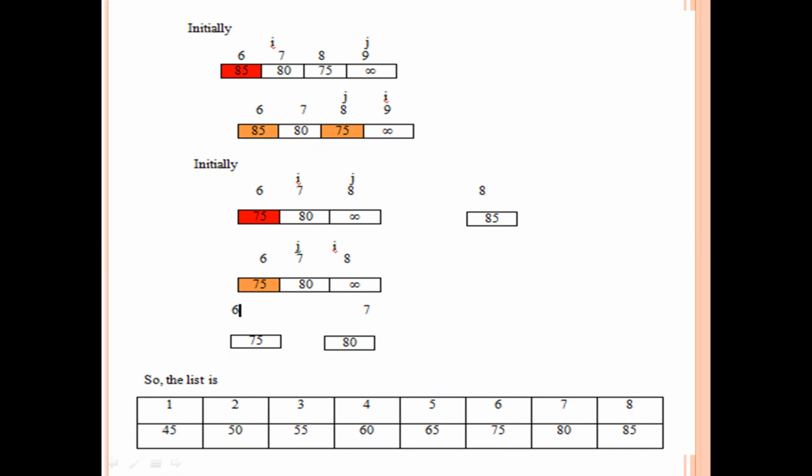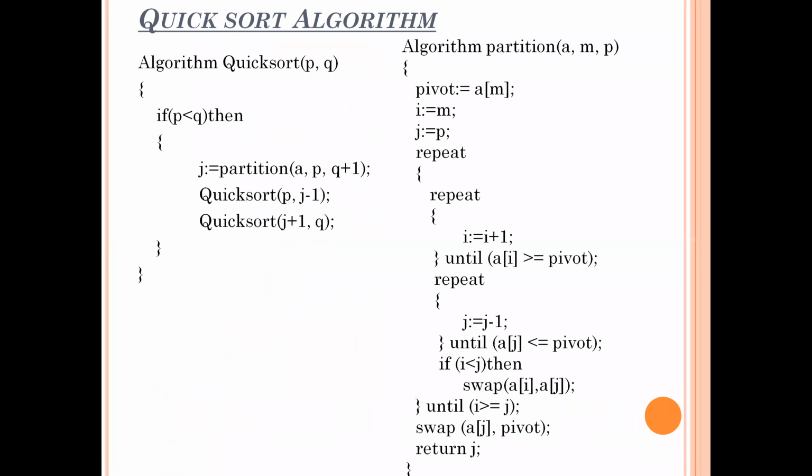Once you have combined the solutions for all the sub-problems, did you get the list that has been sorted? Yes, now the list is sorted. So this is how your quicksort algorithm will work. This is the quicksort algorithm, whatever we have shown in our example. Here you will call the quicksort algorithm with P and Q. So what are P and Q?